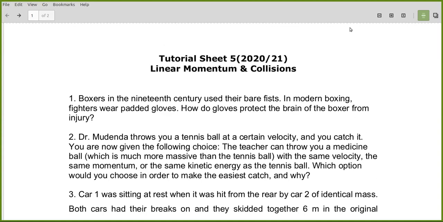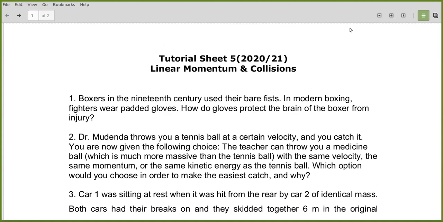Welcome to this video on linear momentum and collisions from tutorial sheet 5 of the University of Zambia PHY 1015. In this video, I'm going to be working out questions 5 and 6 from that tutorial sheet. In the previous video, we worked out questions 3 and question 4.